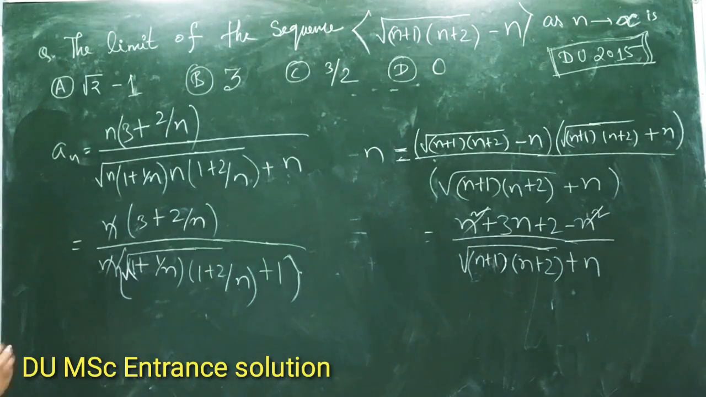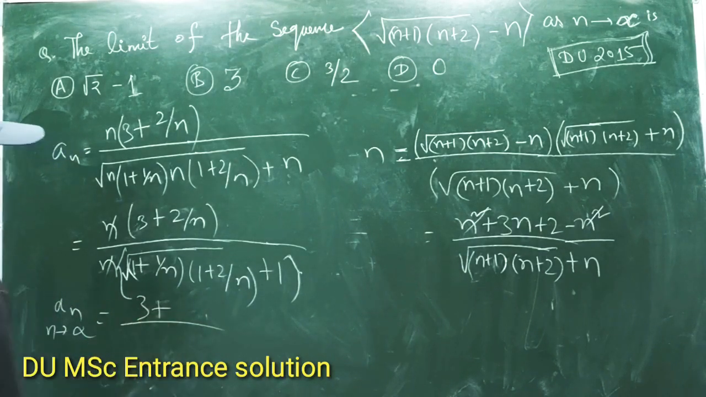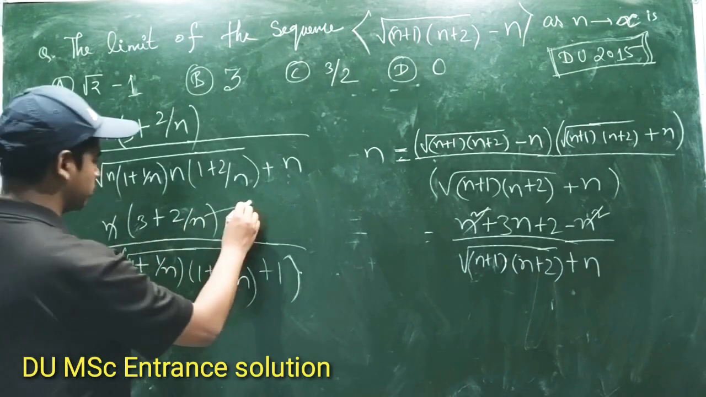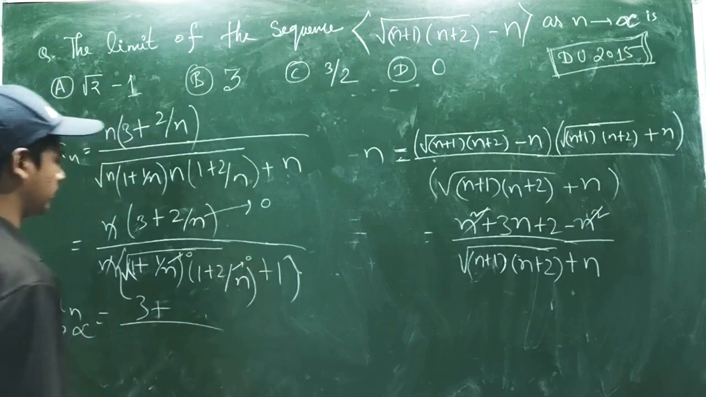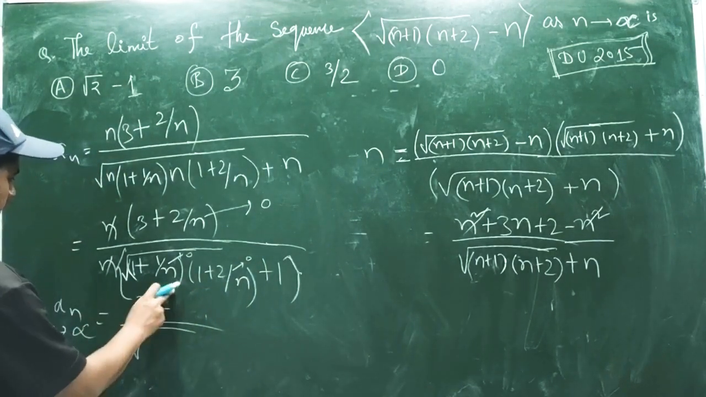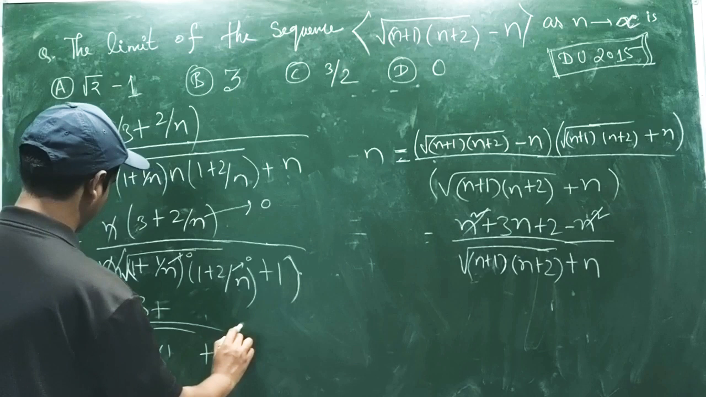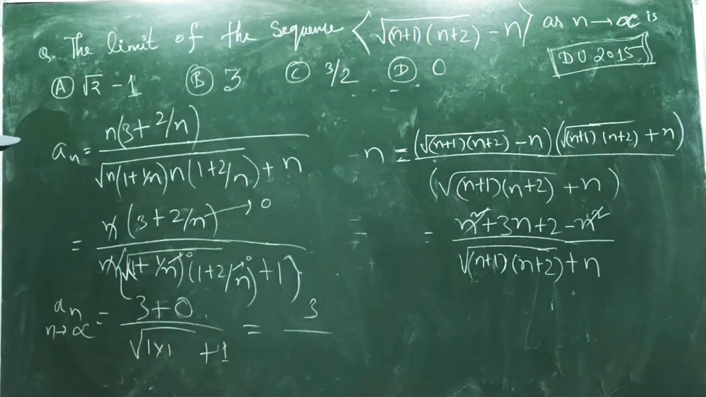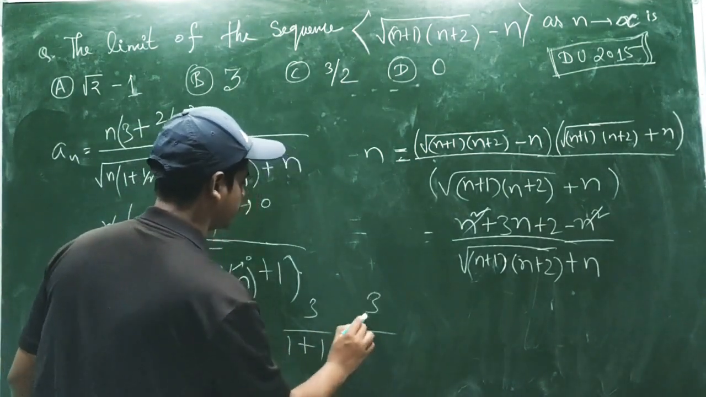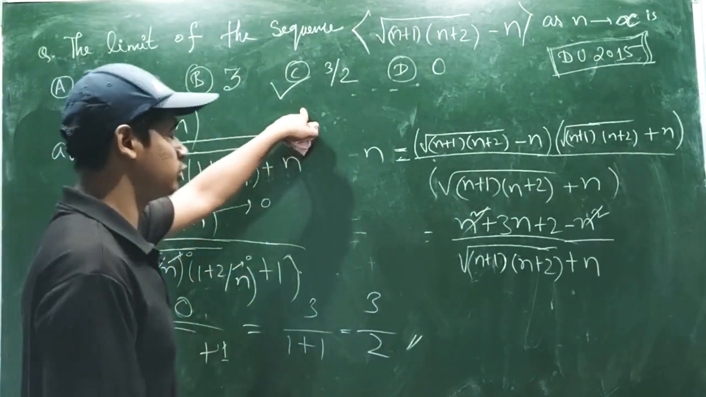So n gets cancelled. Now they are asking limit when n tends to infinity, and it will become 3 plus 2 by n. So if n tends to infinity, 2 by n goes to 0, and similarly this term also goes to 0, and this will go to 0. So root over here remains 1 into 1, plus 1. So 3 by root over 1, it's 1, 1 plus 1, so it becomes 3 by 2. So 3 by 2 is the limit of this sequence. So this is the solution. Thank you.